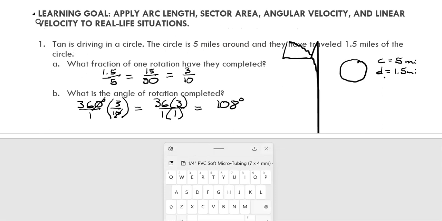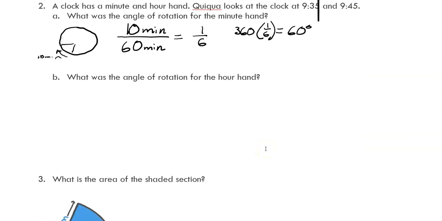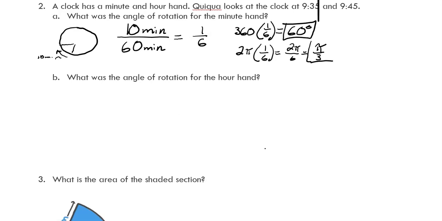Oops, sorry. If we did this in radians, radians is 2 pi, and we had traveled 1/6 of the circle. Reducing down, 2 pi over 6 would become pi over 3, which shouldn't surprise us as 60 degrees is a memorized pi over 3.